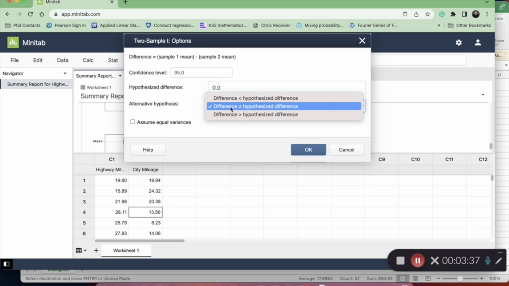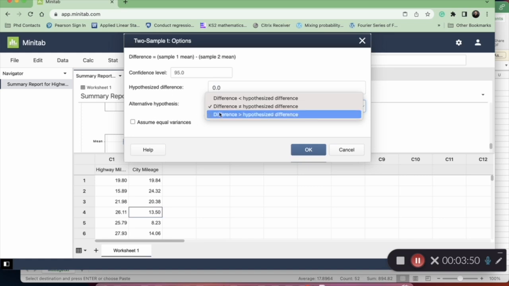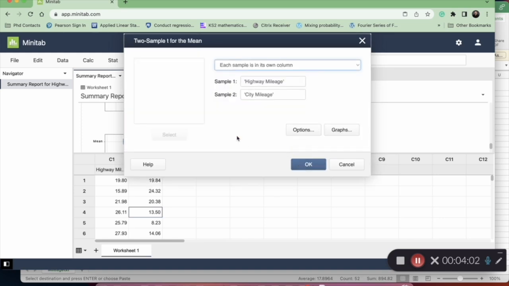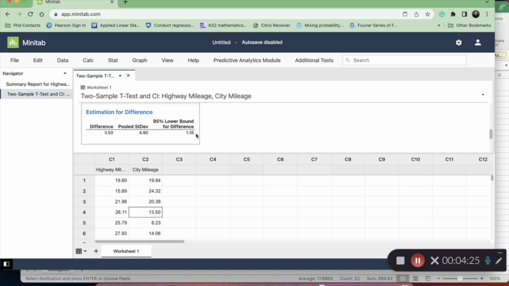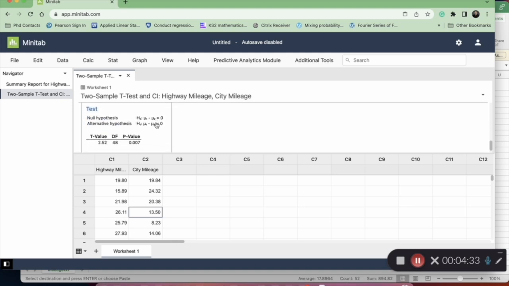The alternative hypothesis, what did we say about that one? We said mu1 is greater than mu2. Well, basically the difference is greater than the hypothesized difference, which is 0. Yes, this is the alternative hypothesis. Assume equal variances, yes. Okay. Then you look at the data. So what do we find here? The first one gives you descriptive statistics about the standard deviation, mean, etc. And the second one gives you the estimation for the difference. The difference is 1.18, this is the lower bound, based on 95% confidence level, but we look at the test values, the p-value basically.